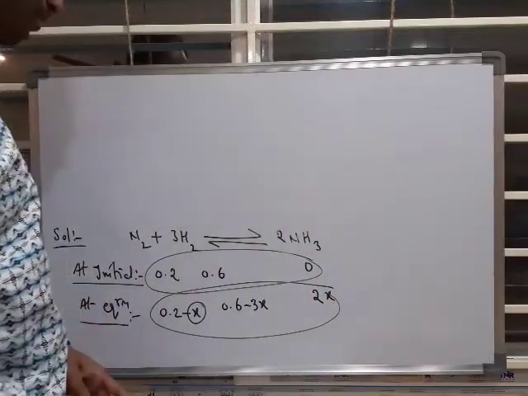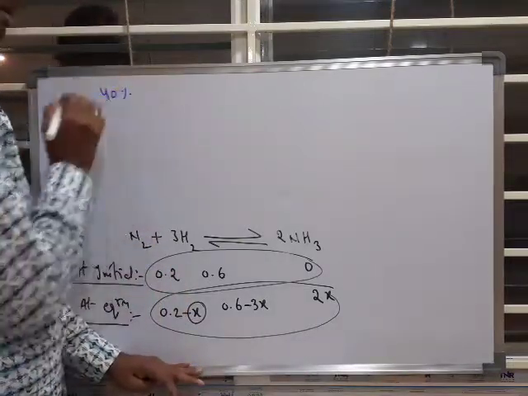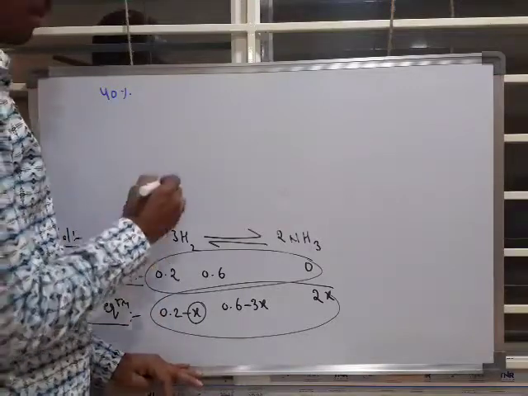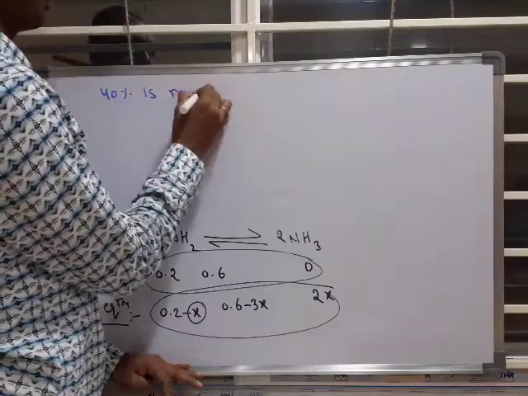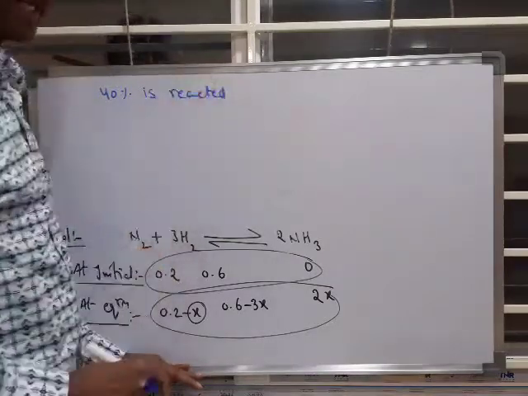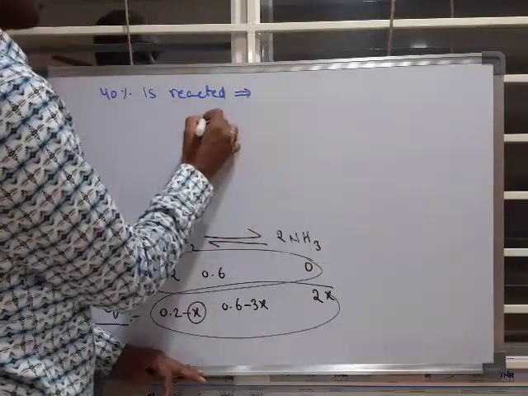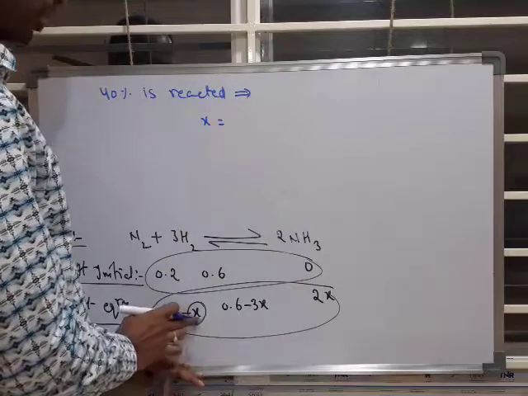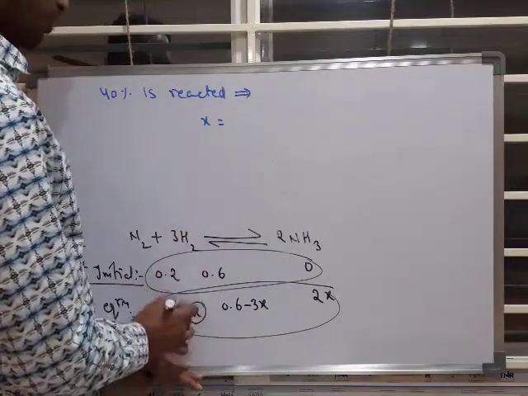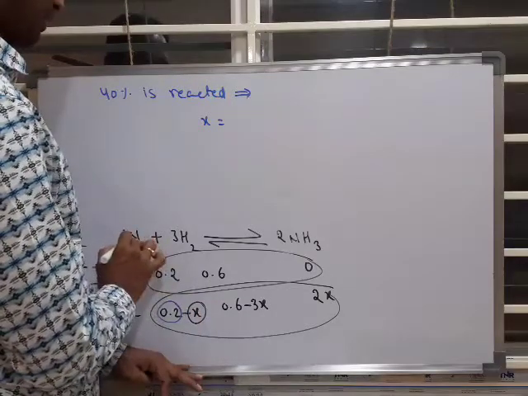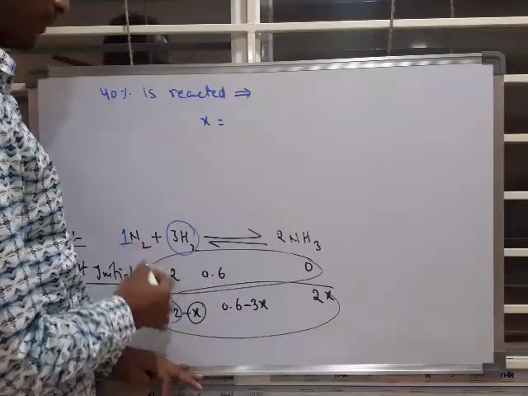Here it's an important step. We can write that 40% is reacted. OK, it is given. So 40% is reacted implies we can write x equal to... Here it's 1 mole, so it's simple and easy. x equals what? At the start there is 0.2. Here we can calculate with nitrogen, or calculate with hydrogen also, any choice, no problem.